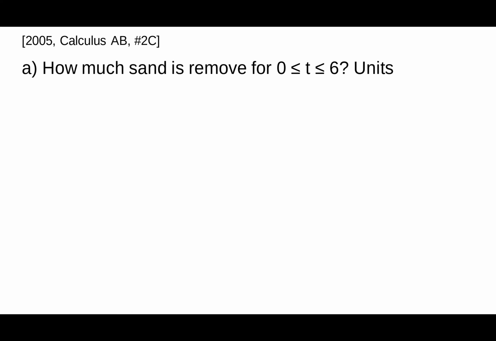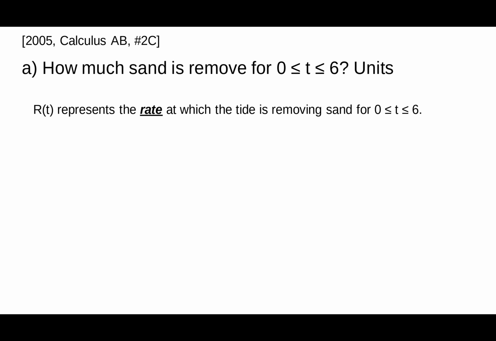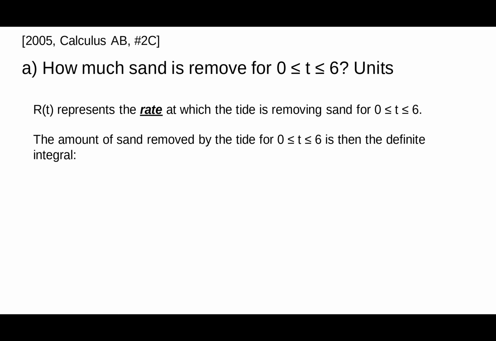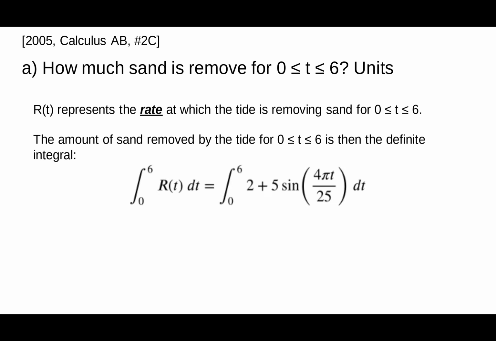In part A of the question, we are asked to determine how much sand is removed between t equals 0 and 6 hours, and to provide the units. We are given a function r of t that represents the rate at which the tide is removing sand for those 6 hours. So the total amount of sand removed over that 6 hours would just be the definite integral of r of t. So we have the integral from 0 to 6 of r of t dt.